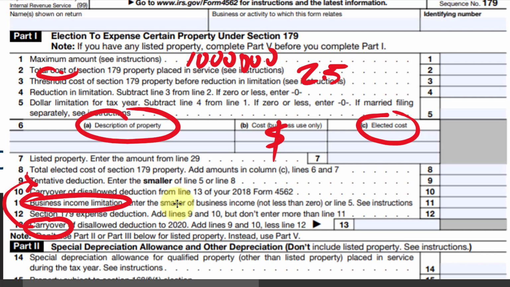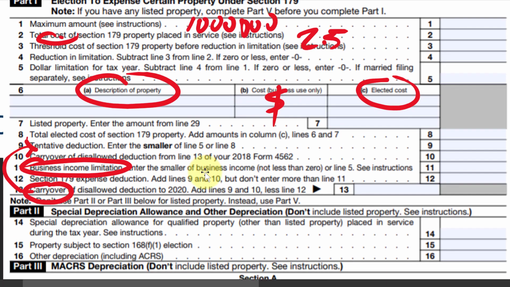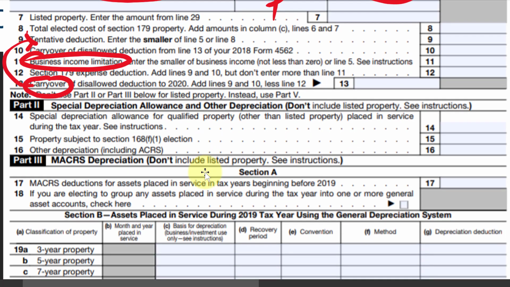Okay, that's 179. Now, if you have anything left over, you can deduct it using the bonus depreciation. And notice they don't have the word bonus written out anywhere here. They call it special depreciation allowance. And it's 100% of the whole amount of that personal property. You can actually create losses.